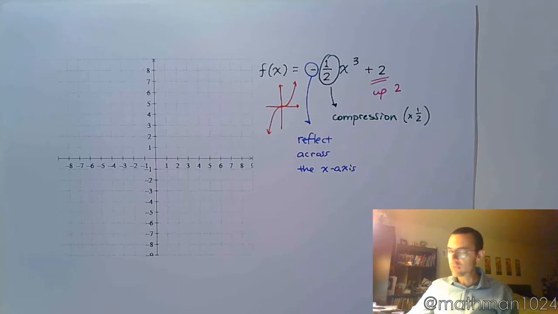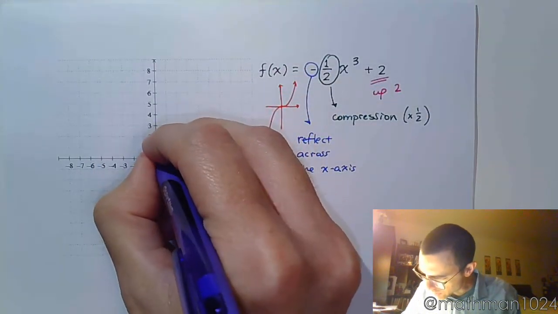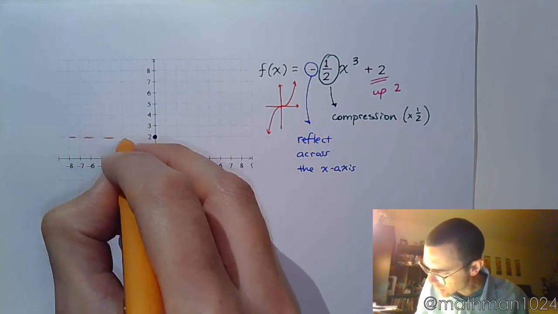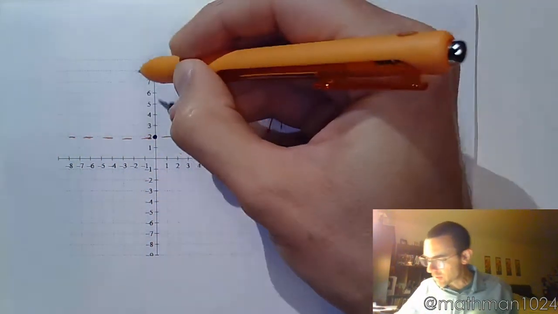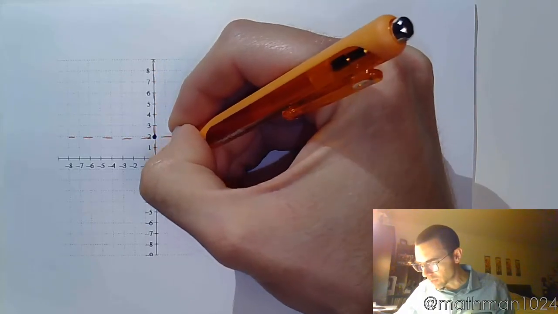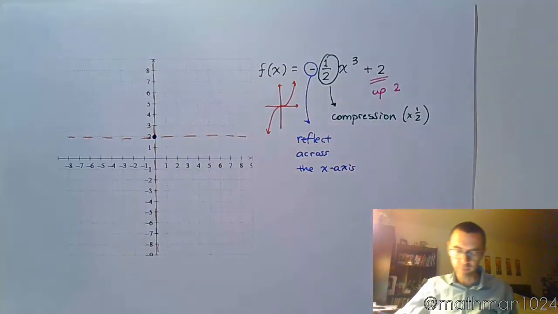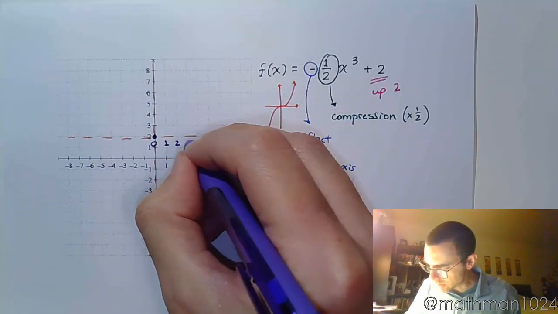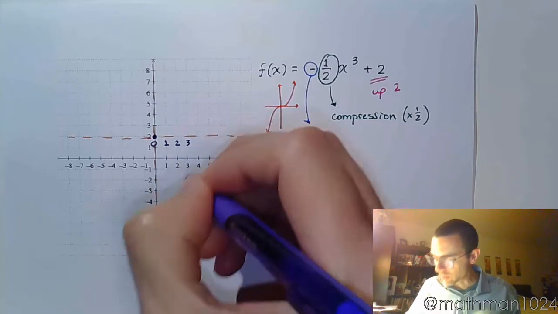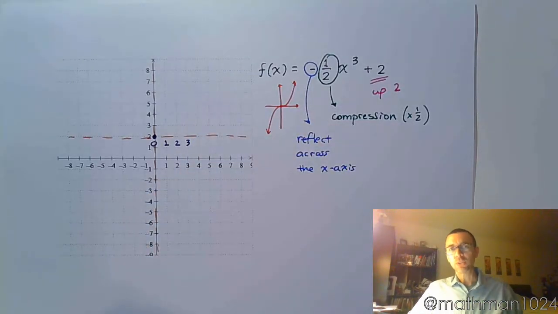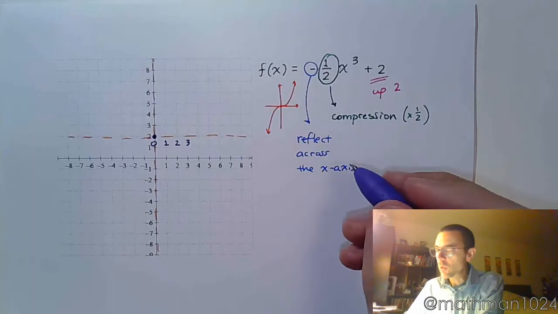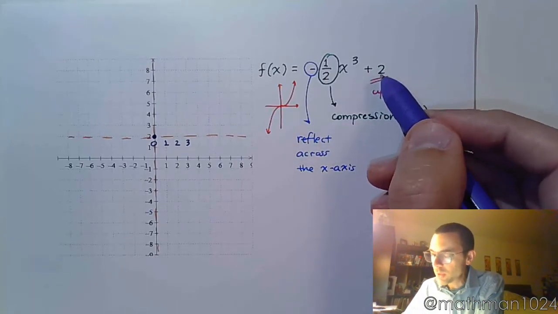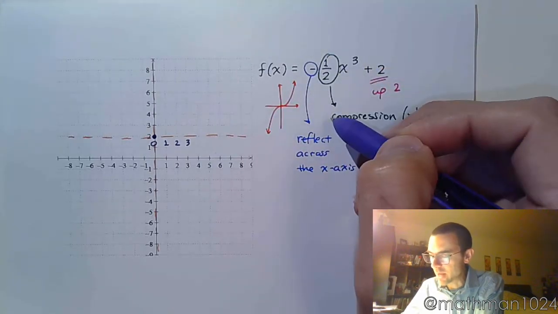So starting off with the up 2, I'm going to be right here. And I'm going to dash my new set of x and y axes. Alright, so this is 0, 1, 2, 3. Let's get those key points. Understand that since I've gone up 2, I don't need to worry about that anymore. What I do need to pay attention to is that I've got this negative and the 1/2.